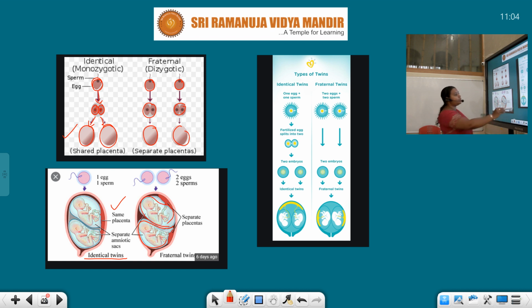Fraternal twins. Now here you just see. One zygote, its fertilized egg splits into two, forms two embryos. Then the two embryos develop separately, and we'll get identical twins. And here, if two eggs fuse with two different sperm cells, then we'll get two embryos, and they are fraternal. These are non-identical. So identical is also known as monozygotic, and non-identical is also known as dizygotic twins. So this is about the fertilization, students.